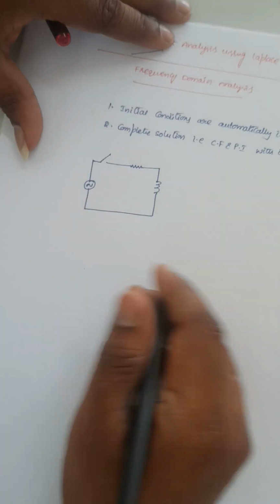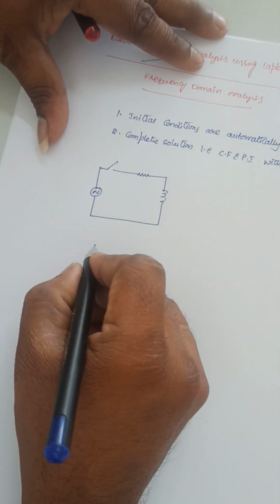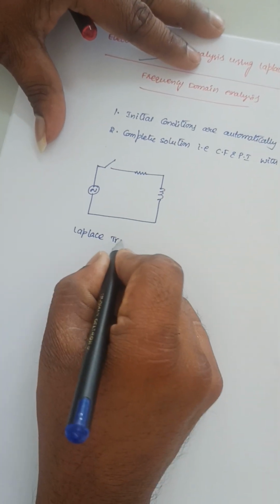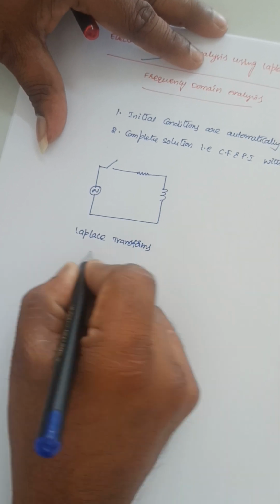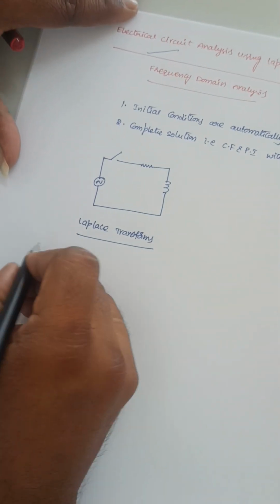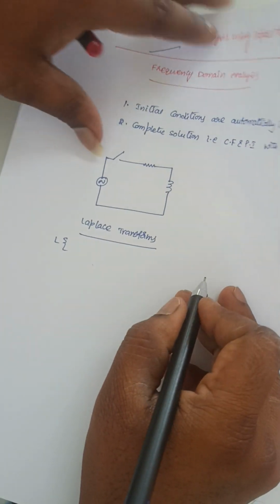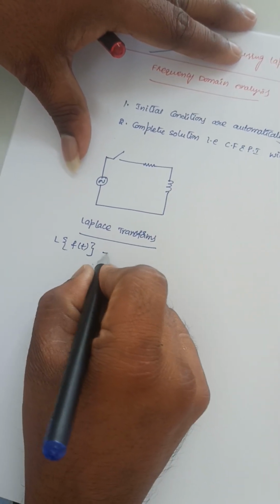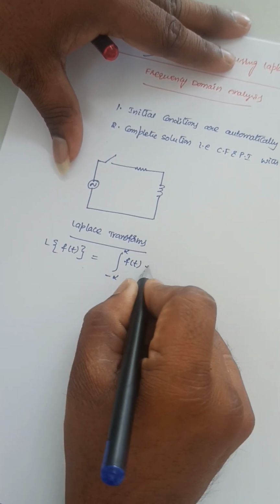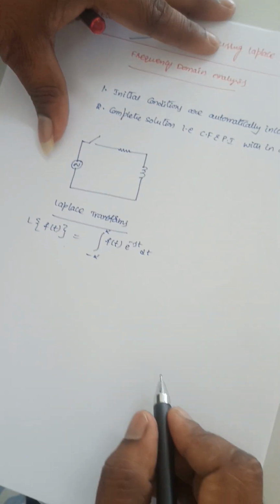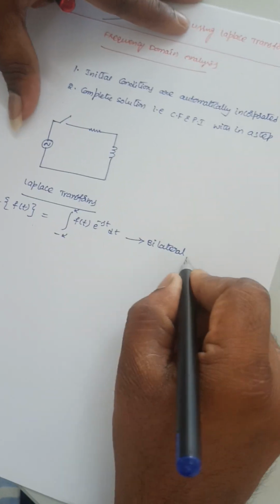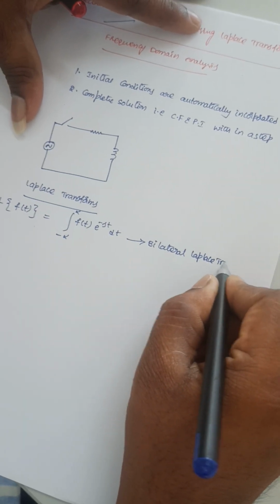Next, let me define the Laplace transform. The Laplace transform of a function f of t is equal to the integral from minus infinity to infinity of f of t e power minus st dt. This is called the bilateral Laplace transform.